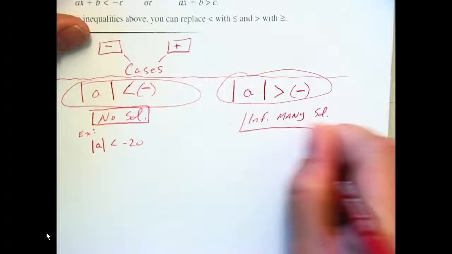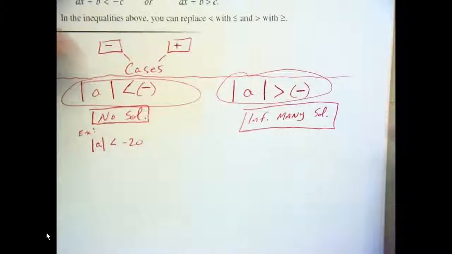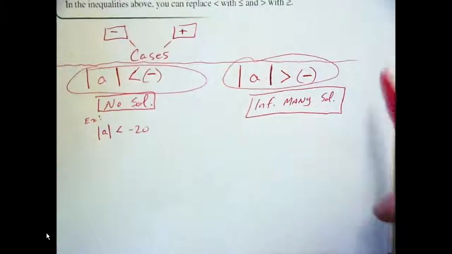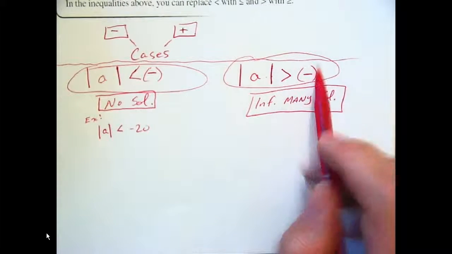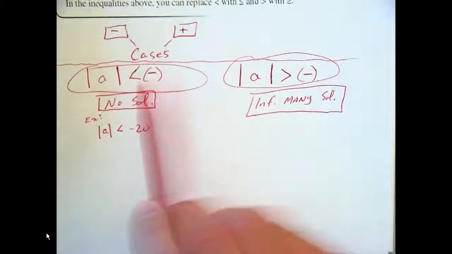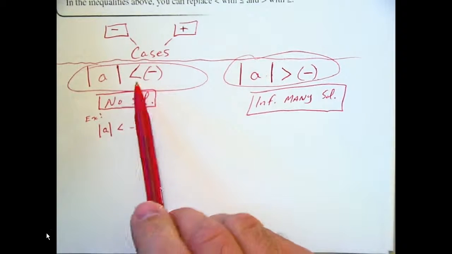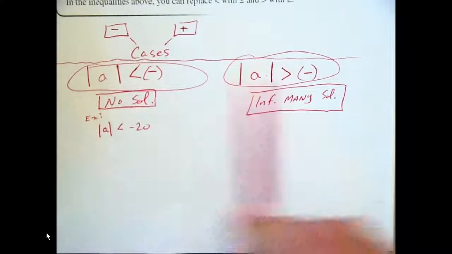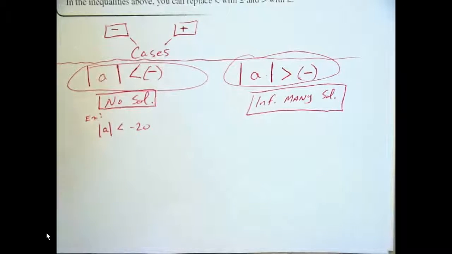Okay, that's infinitely many. Where we keyed in earlier in the year on absolute values, we said if there's a negative on this side, it's no solution. Well, that's not always the case here, right? If it's less than a negative, it's no solution. If it's greater than a negative, it's infinitely many. Some key things there. All right?